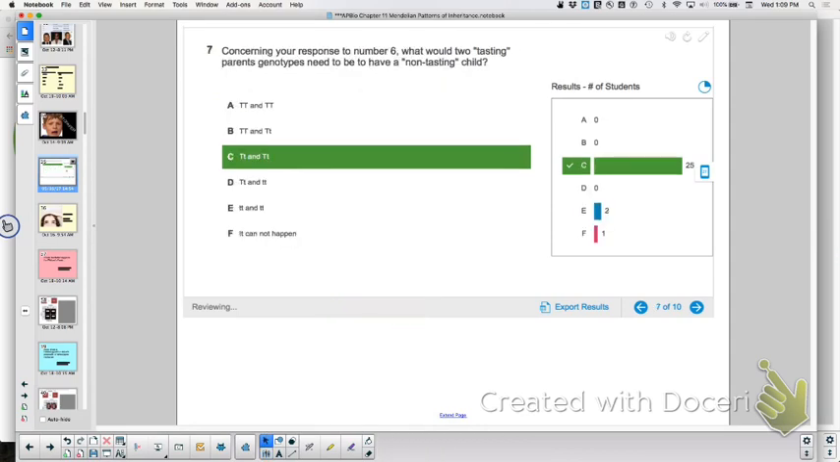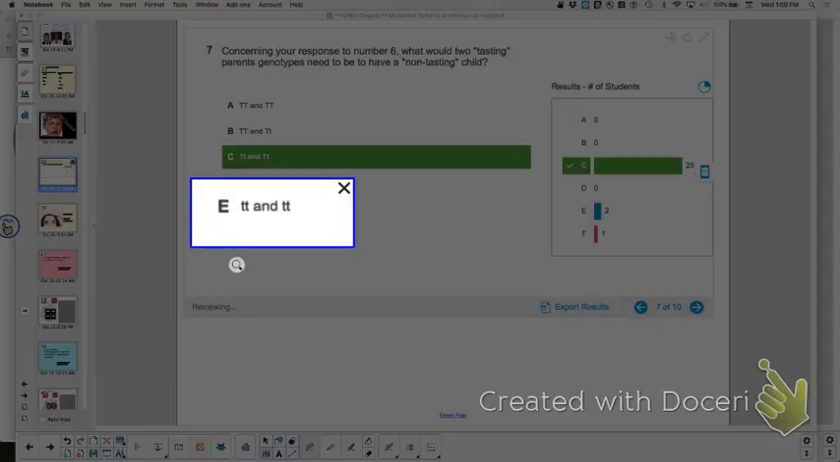Number 7. Concerning your response to number 6, what would the two tasting parents' genotypes be? And we just identified it right here. Let's talk about why E would not work. Could E, let me make E bigger. Just riddle me this. Would that make non-tasting children? Yes. But what was the question?